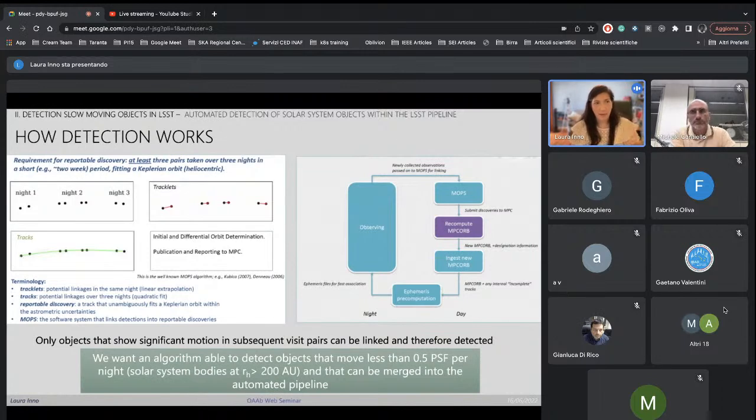This means that these objects will have a very slow motion and they will not be picked by the automated pipeline because they move less than half a PSF per night. We want to find them at a separation larger than 200 AU. So we want to do that.